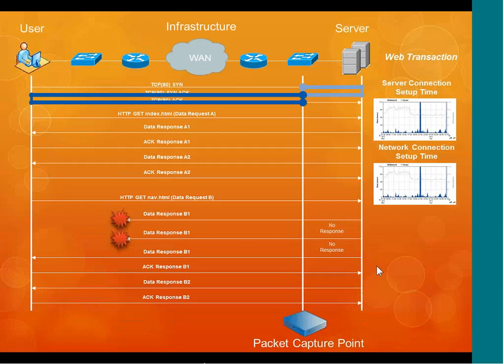Once we've got the handshake done, we can actually go in and look at the transaction itself. Now, what we're looking at here is what you may consider one single transaction. Getting the index.html and nav.html is what's required to display one page. And in actuality, it probably requires more than that. There's going to be GIFs and JPEGs and style sheets and JavaScript files and all that kind of stuff that's going to come in. And all of those are going to be separate requests. Separate request, separate response from the server.